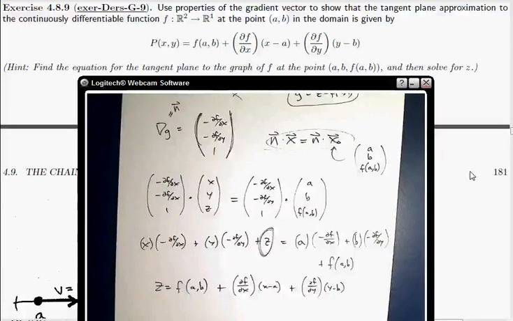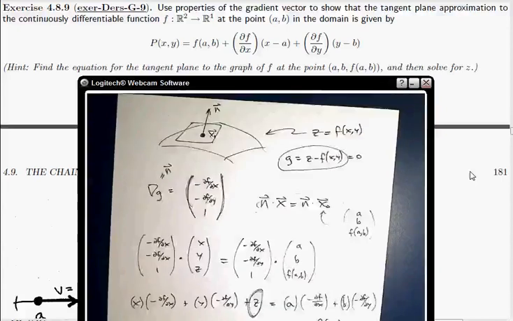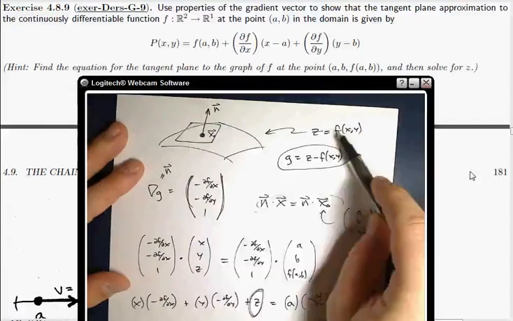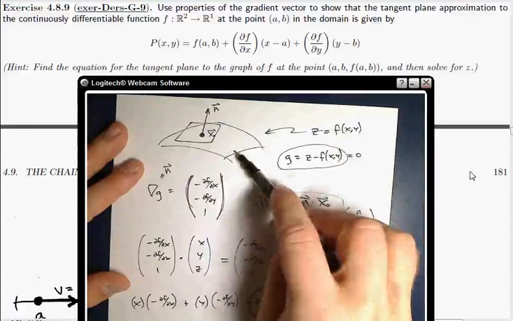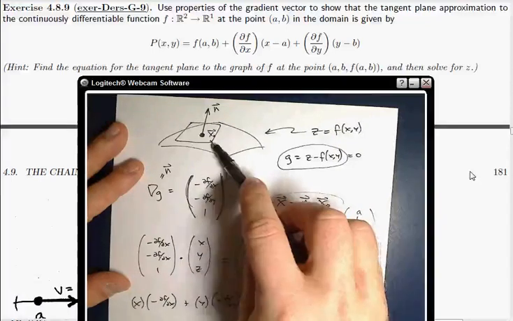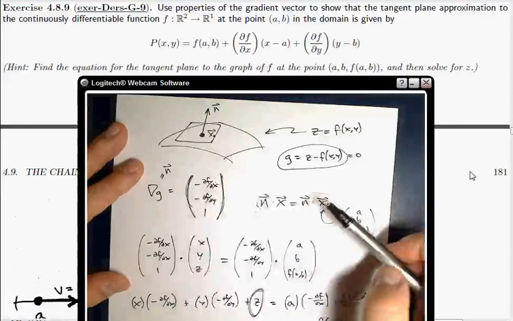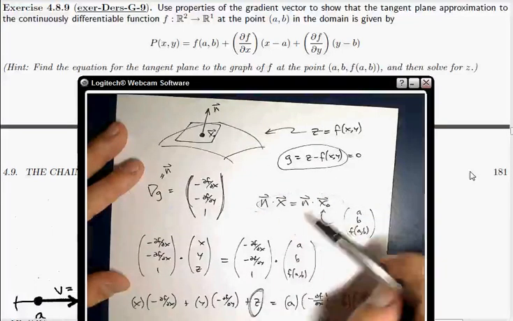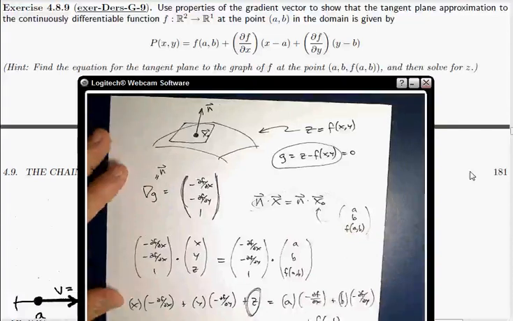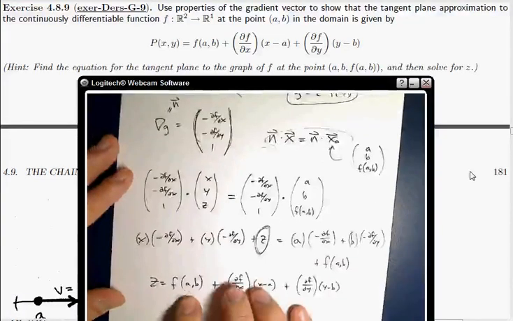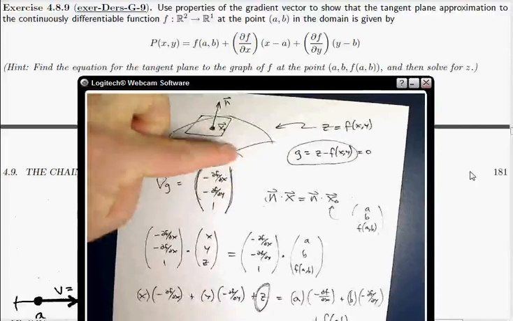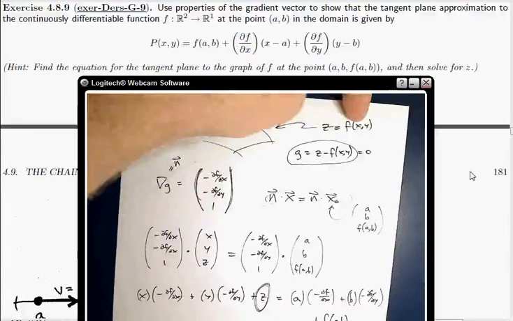So let's summarize what we've done. We started by looking at this function. We're looking at the graph of this function. We find the equation for the tangent plane to that graph. And that's this whole business. But you've got to find the g and normal vectors, etc. Simplify. What we've got here is an equation for the tangent plane to the graph of our original function.